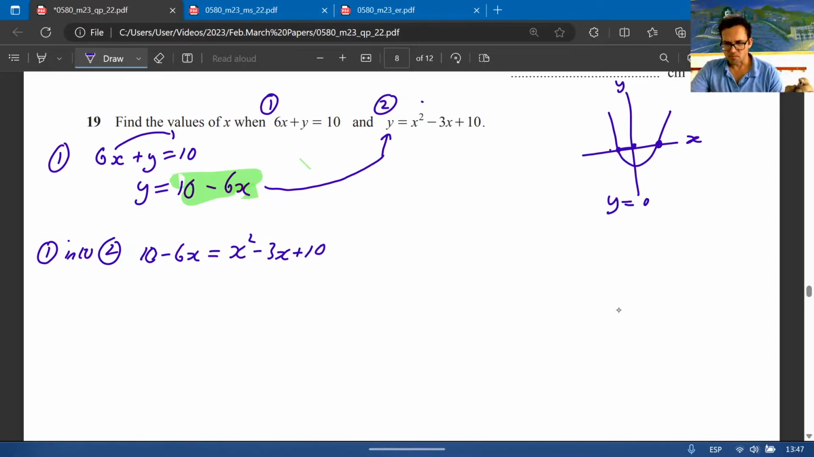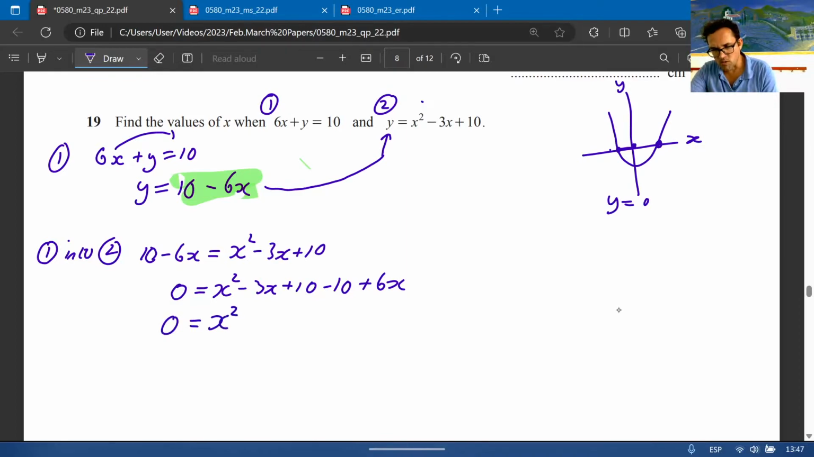So let's just shove everything to the right, so there's going to be nothing left here. I've got x squared minus 3x plus 10. The 10 there becomes minus 10, and the minus 6x becomes plus 6x. We now have x squared, minus 3x plus 6x will give us plus 3x, and 10 minus 10 being 0.